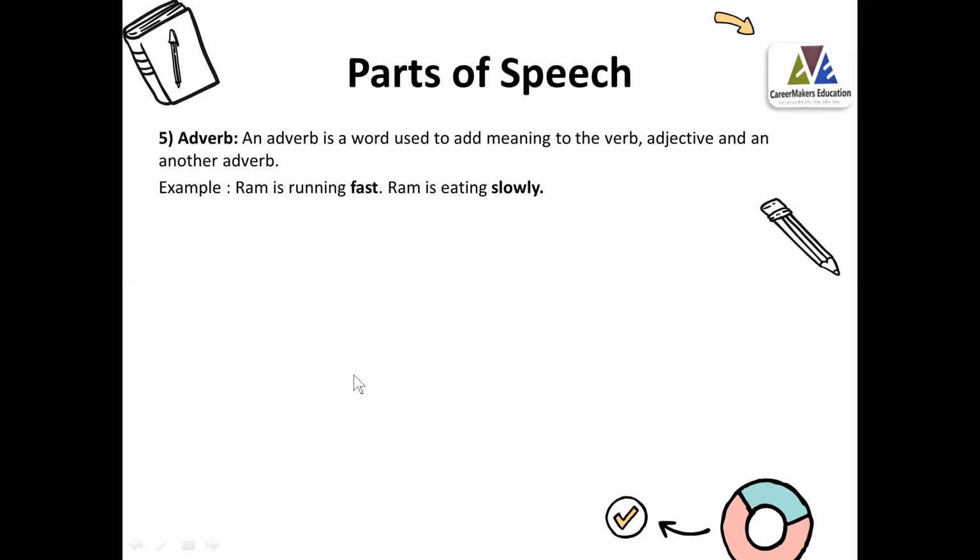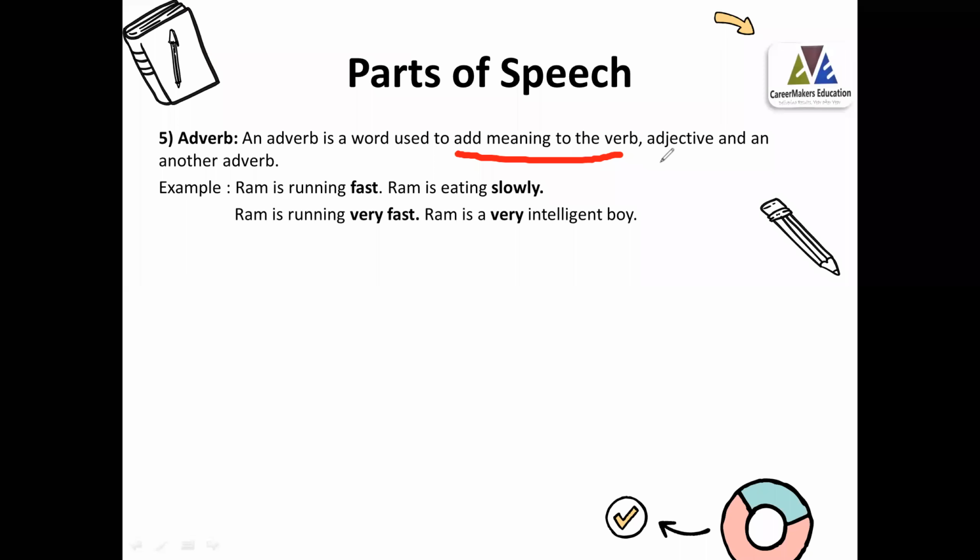Just bifurcate adverb into add plus verb, which will help you to remember that it adds meaning to the verb. Ram is eating. Now, how is Ram eating? Is he eating very slowly or slowly? So slowly is also an adverb. Similarly, I told you that an adverb has three definitions. The first definition is that it adds meaning to the verb, but there is also a second definition. It adds meaning to an adjective and it also adds meaning to another adverb.